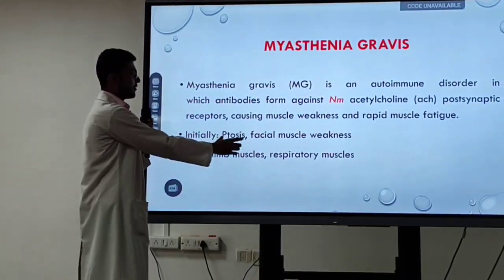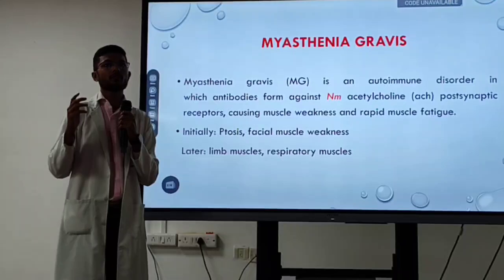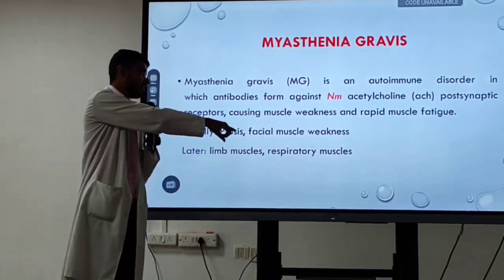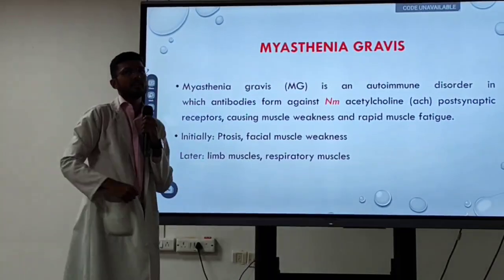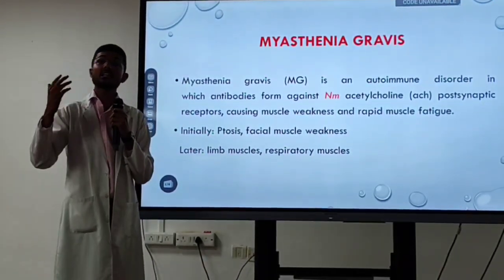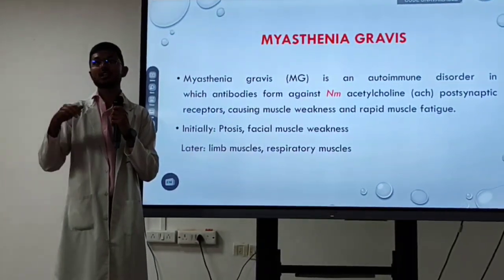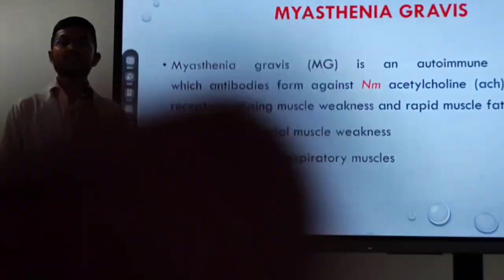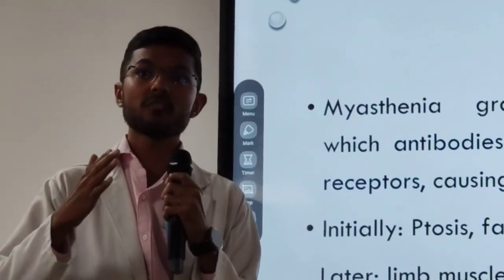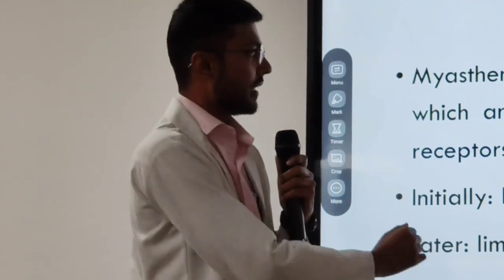Initially, the patient presents with ptosis, drooping of the eyelid, and we have studied that drooping of eyelid occurs because of levator palpebrae superioris muscle. Second symptom is facial muscle weakness. Initial most symptoms are ptosis and facial muscle weakness. But in later stages, what happens? The limb muscles and the respiratory muscles also start weakening. And assume if a person is having weak respiratory muscles, it will be life-threatening after some time. So these are the later symptoms.